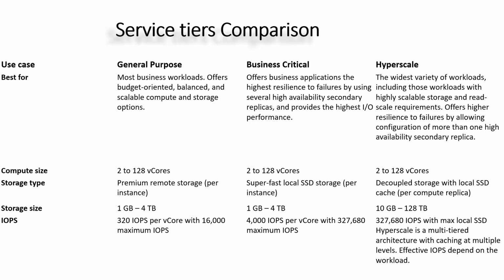And business critical is for business applications, with the highest resilience to failures by using several high availability secondary replicas, and it provides the highest IO performance. Compared to general purpose, business critical is faster because it provides the highest IO performance. Also, high availability is enabled by default in business critical, but it is not there in general purpose. That means the recovery is also much faster in business critical.